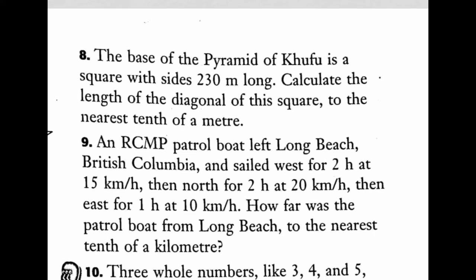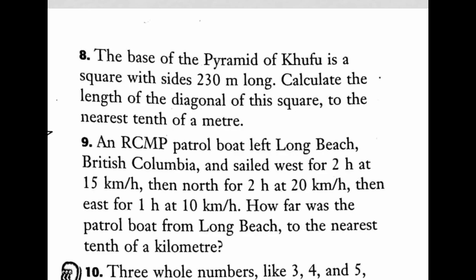It says, the base of the pyramid of Khufu is a square with sides 230 meters long. Calculate the length of the diagonal of this square to the nearest tenth of a meter. All right, so in this problem you have to imagine that you've got a bird's eye view of the pyramid, and if you're looking down on the pyramid, the base of the pyramid is a square. So we're going to draw a square with sides 230 meters long.